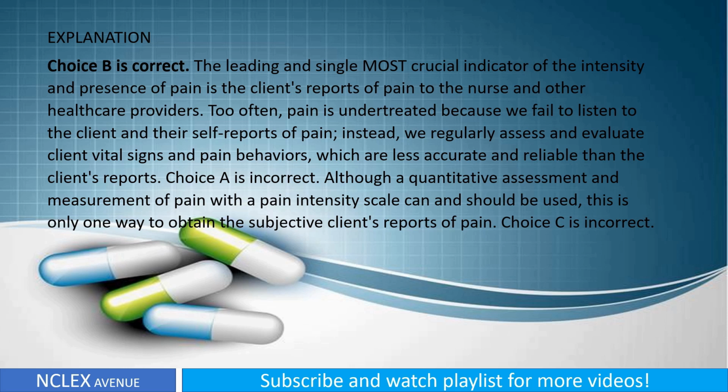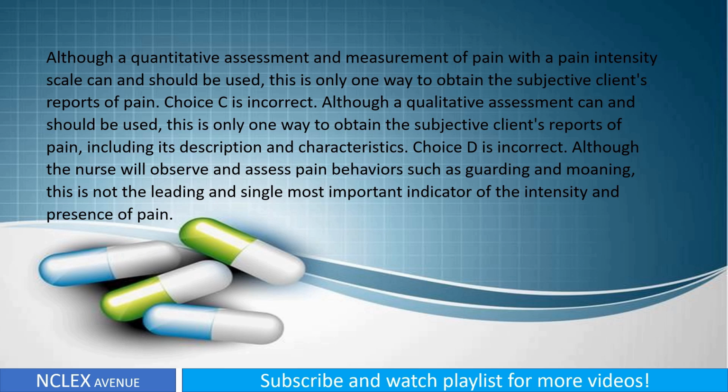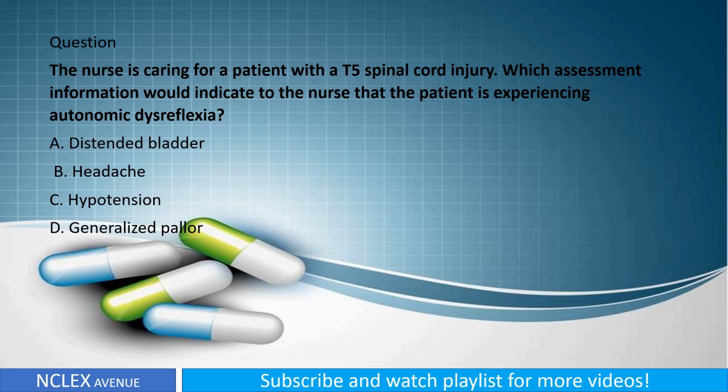Although a quantitative assessment and measurement of pain with a pain intensity scale can and should be used, this is only one way to obtain the subjective client's reports of pain. Choice C is incorrect. Although a qualitative assessment can and should be used, this is only one way to obtain the subjective client's reports of pain, including its description and characteristics. Choice D is incorrect. Although the nurse will observe and assess pain behaviors such as guarding and moaning, this is not the leading and single most important indicator of the intensity and presence of pain.